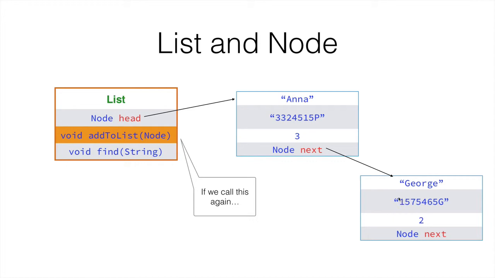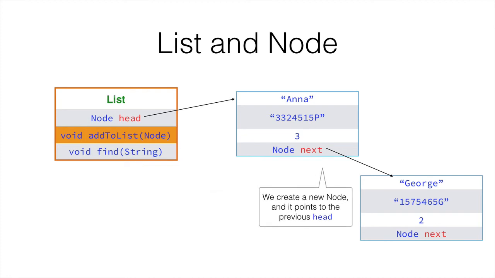We'd lose it. And that is what happens when we're deleting a node. We simply make nothing point to it, and then Java realizes nothing is pointing to it, so it just deletes it from the memory. Java is brilliant for this sort of thing. So we create a new node, and it points to the previous head, and then we change the head to be equal to the new node.